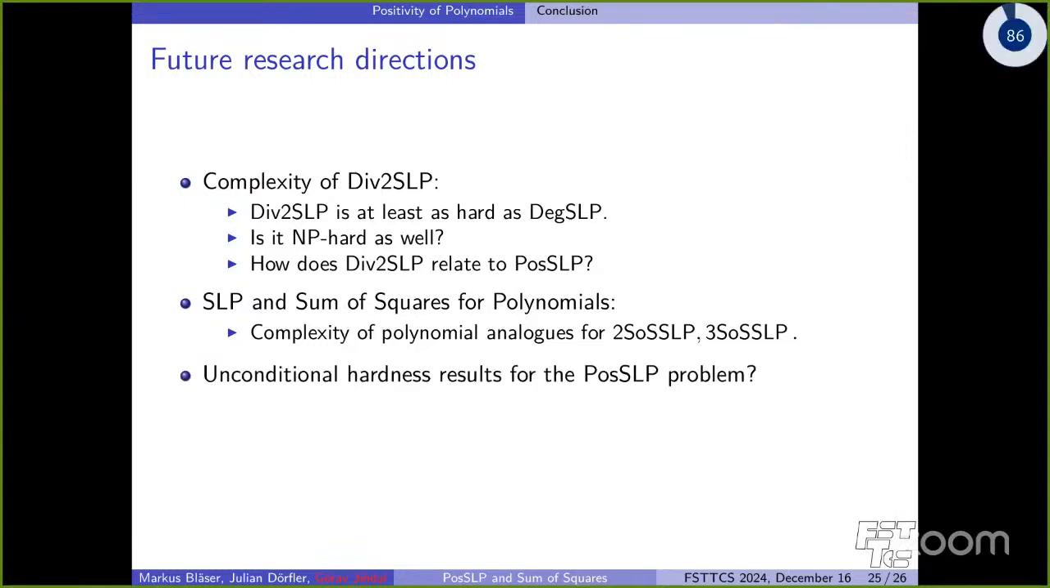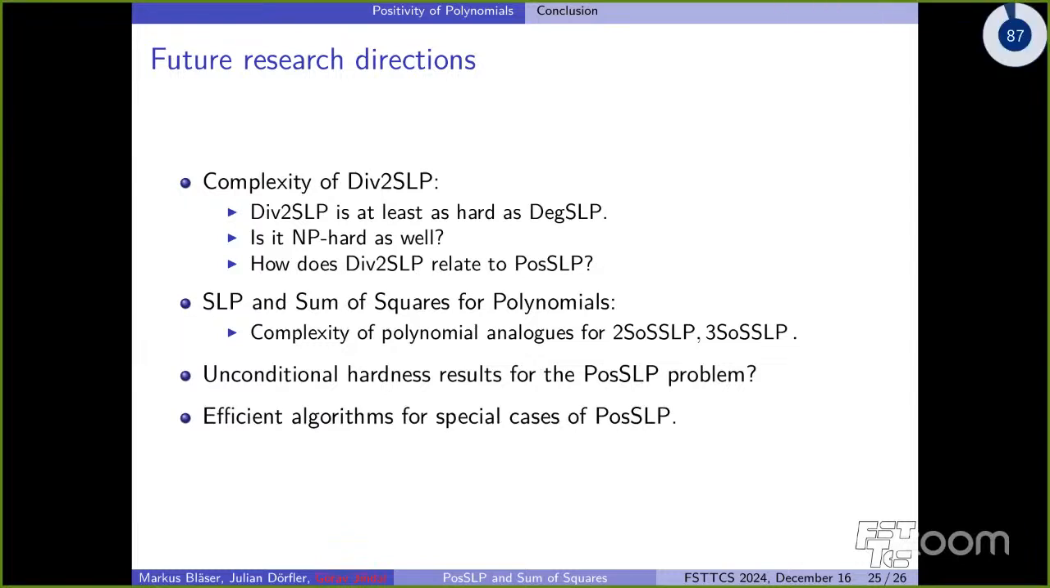And also, a big shadow of this talk is that all this PowerSLP business is always the open question, right? Can we prove NP hardness for PowerSLP unconditionally?